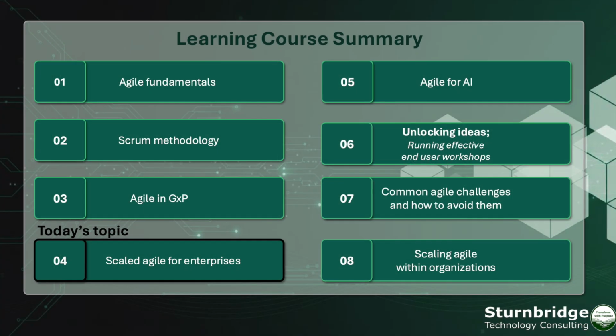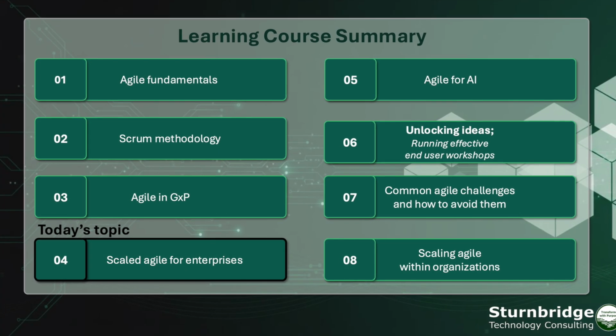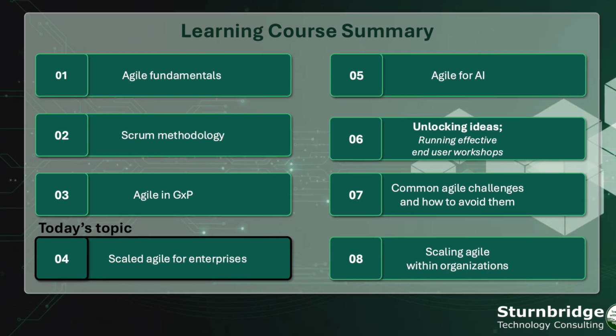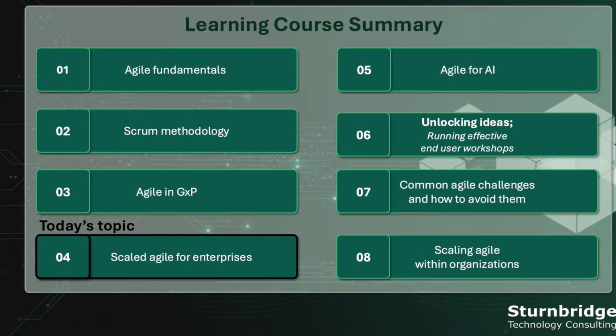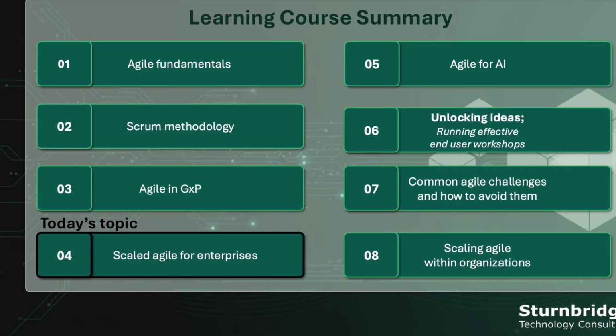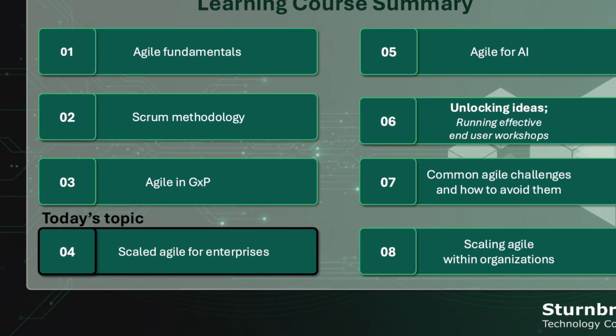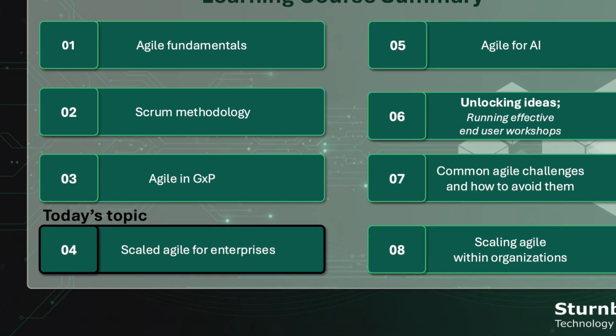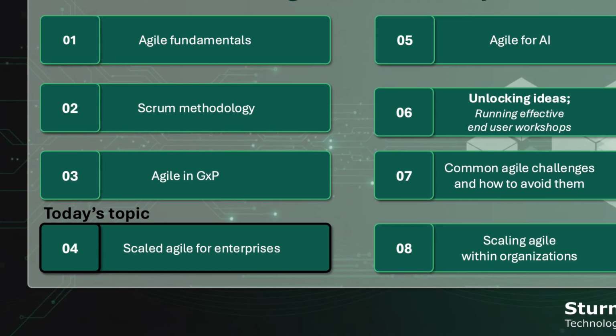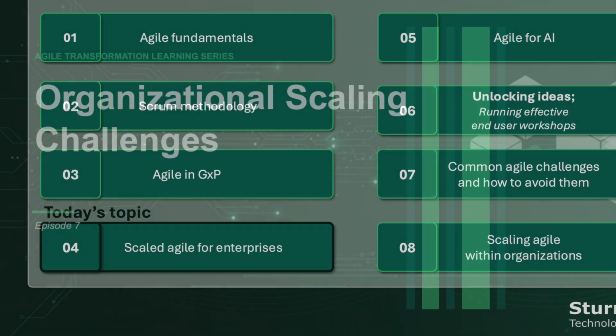Today, we are on episode 7. In this session, we are moving from team-level Agile into one of the hardest parts of Agile transformation, scaling Agile across a large organization. We will cover the common challenges using practical examples, and we'll introduce a scaling framework that is used widely in the life sciences industry.